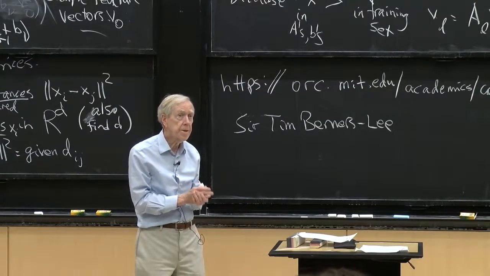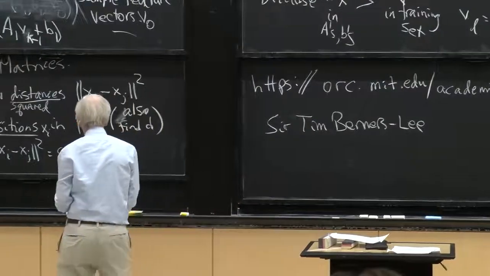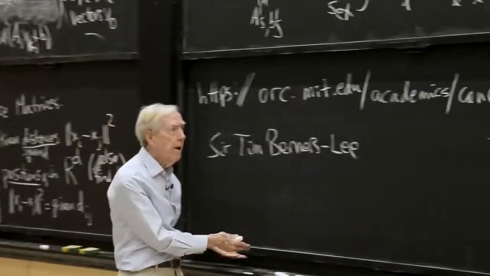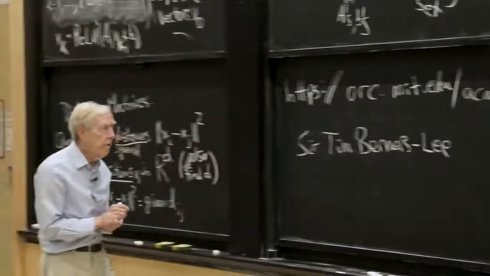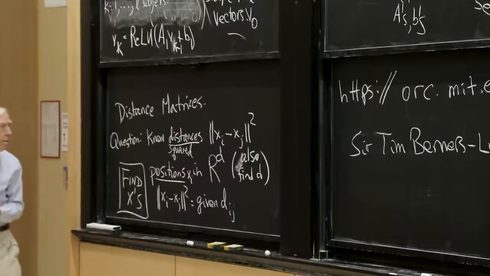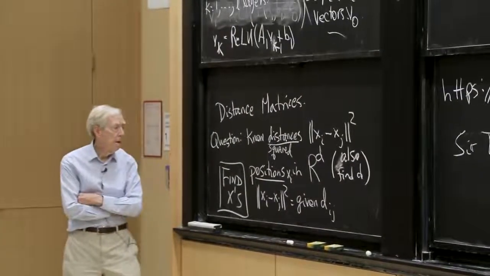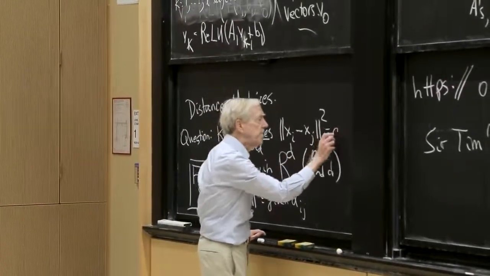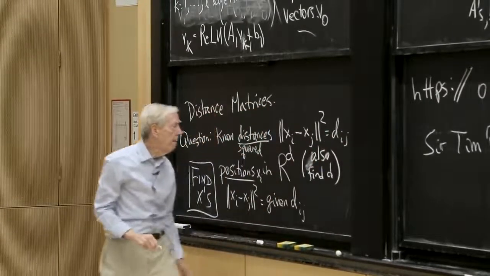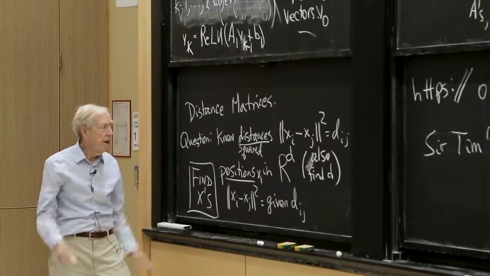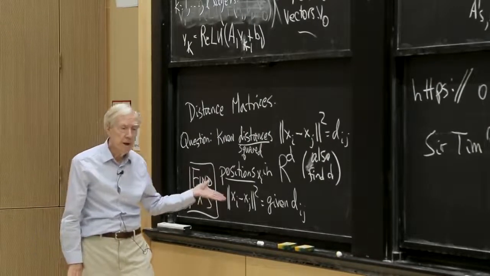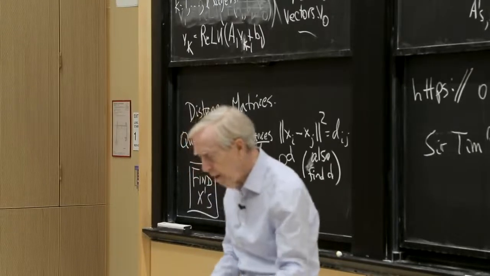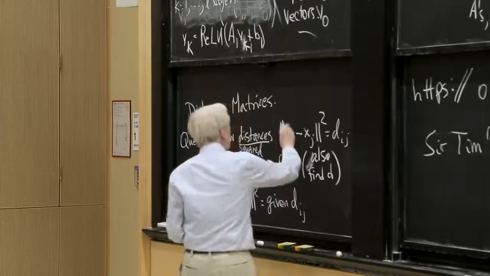Back to distance matrices. Okay, so here's the problem. Okay, so we know these distances, and we want to find the x's. So let's call this dij maybe. So we have a D matrix, and we want to find a position matrix. So this is section 3.9, 4.9.